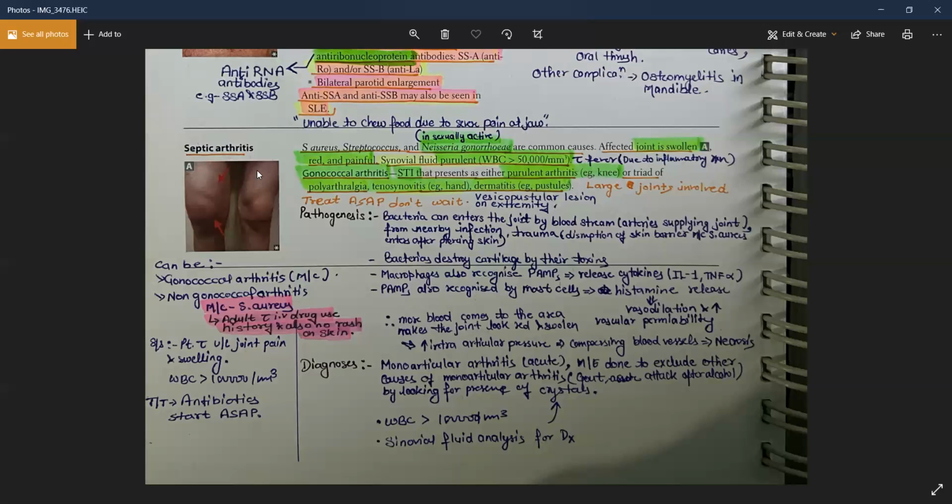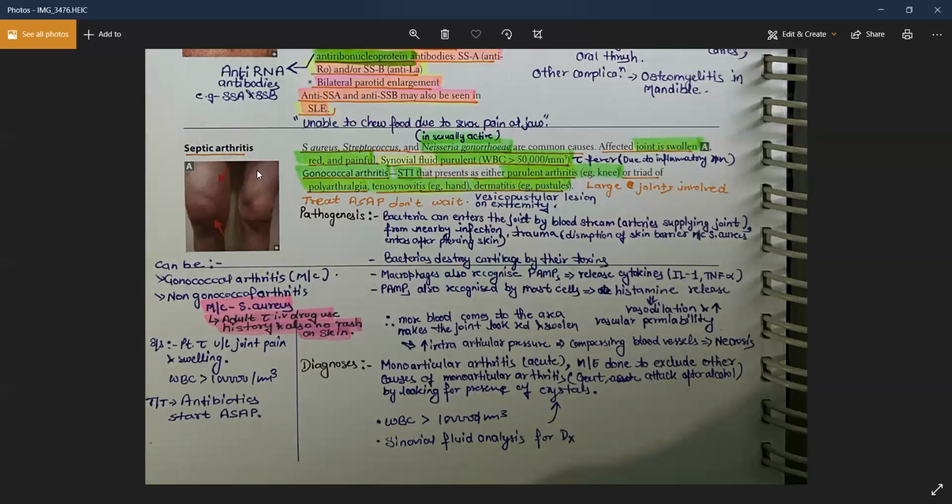And please note, whenever a patient comes to your emergency department with acute joint pain and no previous history of such pain, think of septic arthritis. Because in case of gout, you will have a history of previous joint pain also, right? Because it is an episodic condition. But septic arthritis happens one time only, so the patient generally does not have any previous history of such onset of symptoms.